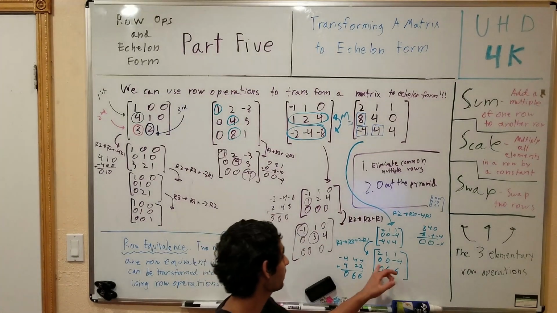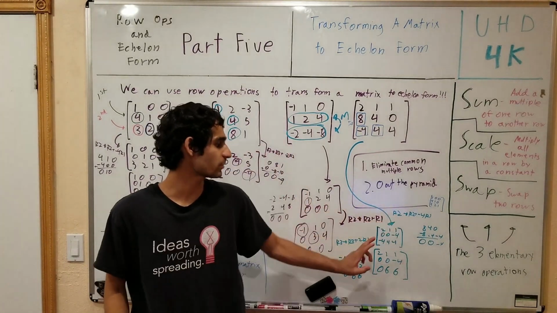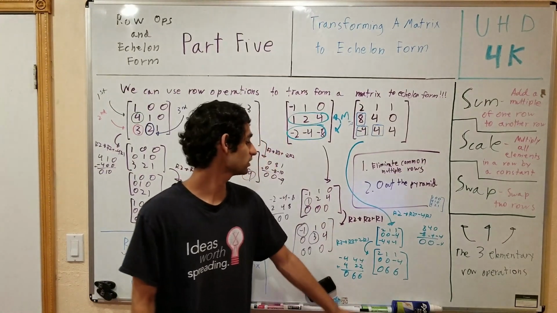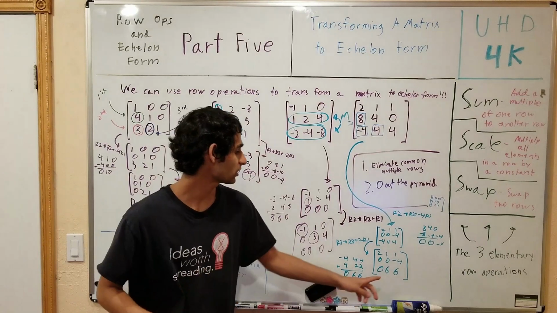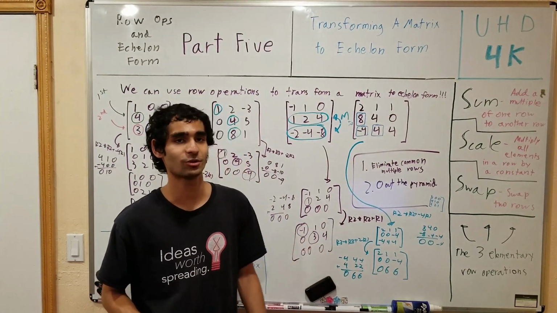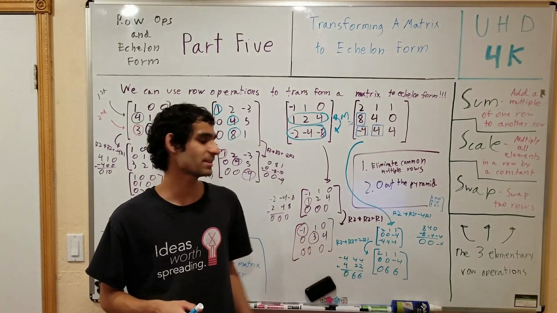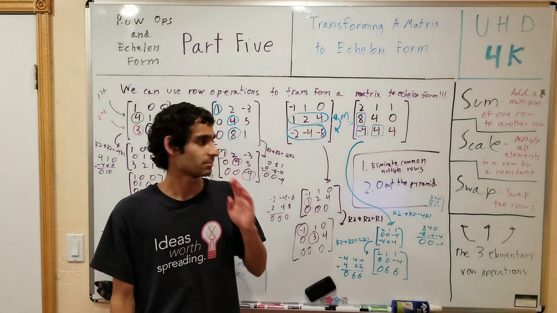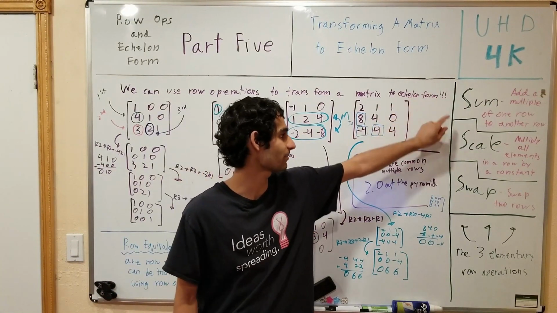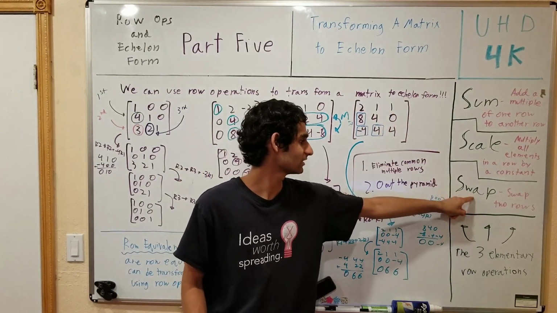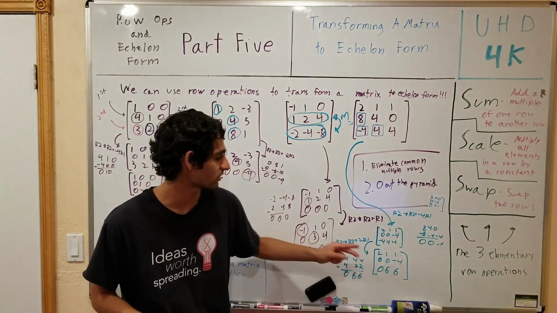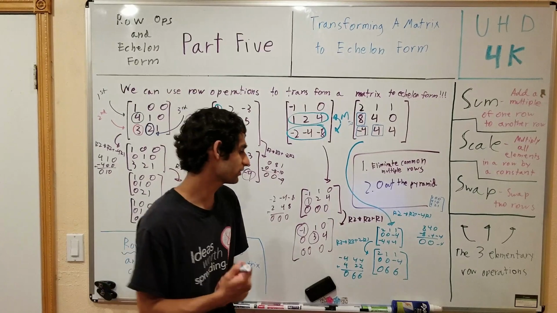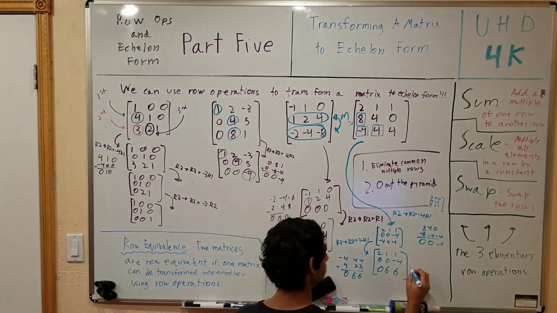Now, look at this, okay? We've done 2 sum row operations, and this matrix is really close to being in echelon form. You can try reducing this 6 to a 0, but I'll just tell you right off the bat, it's going to be kind of difficult doing that. But we have 3 row operations, sum, scale, and swap. Look at this one. If we swap the second and third rows right off the bat, swap the second and third rows. So let me do that.